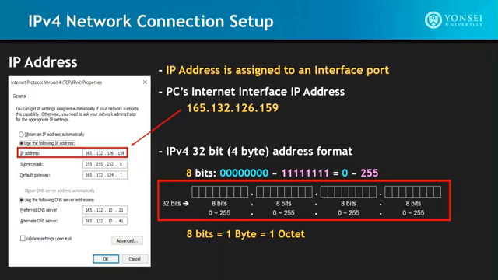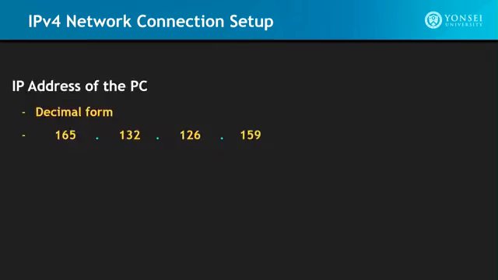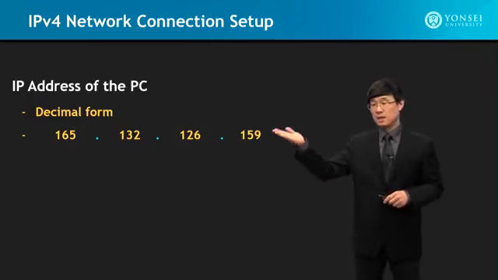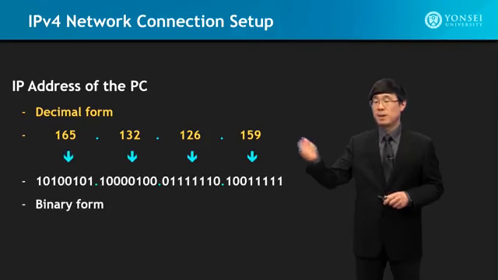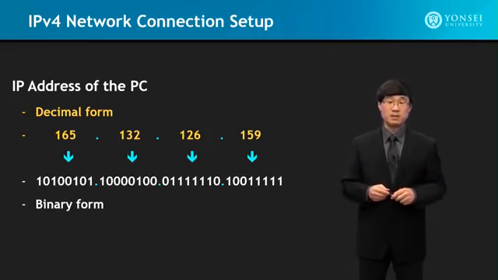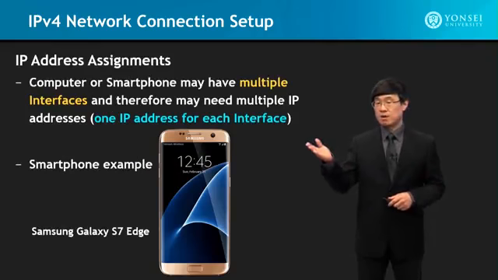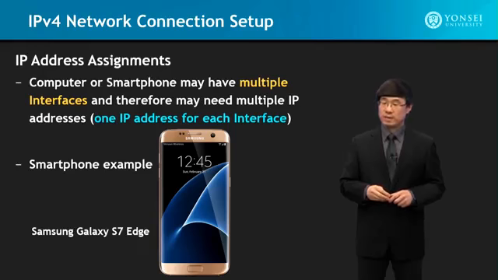If you look at the IP address assignment here, then 165.132.126.159 would map into the binary sequence that you see right here. This is the binary form, and this is how we represent the IPv4 address. IP addresses are assigned to each interface. A computer or a smartphone may have multiple interfaces, and therefore they will need multiple IP address assignments. Basically, one IP address for each interface is required.